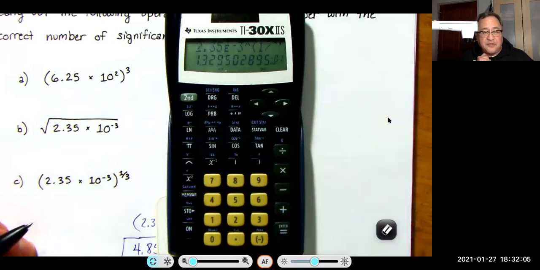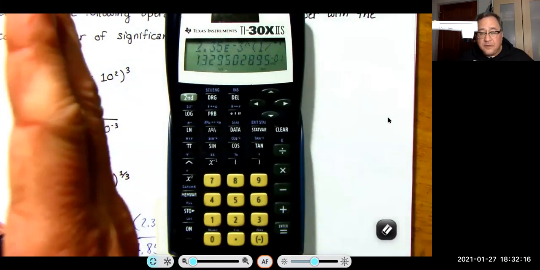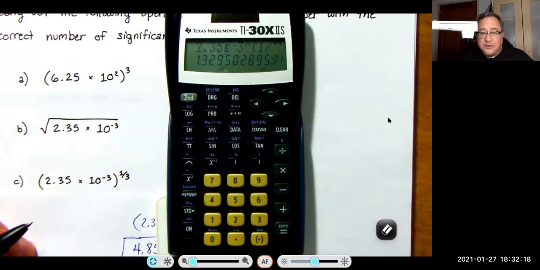How many significant figures are we allowed? And the answer is 2, 3, and 5 are significant. So we're going to keep the first 3 numbers of this, 1, 3, and 2. But when we look at the 2, we look at the number to the right and ask, should we round the 2 up? And in this case, we should definitely round the 2 up, and we get 1.33 times 10 to the minus 1.